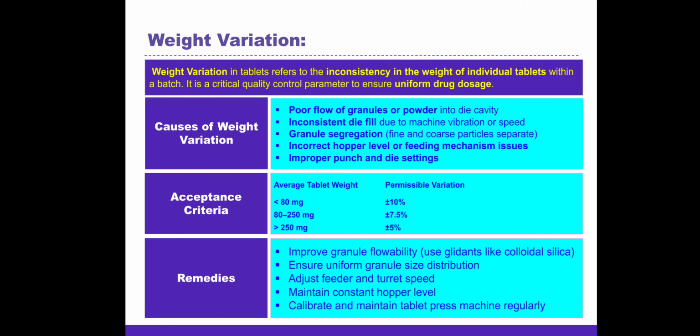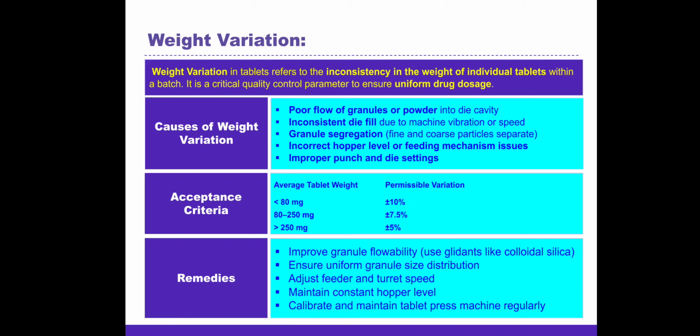Ensure uniform granule size distribution. This particular remedy is related to process control. If we are controlling the process, we will get a uniform granule size distribution. Then adjust feeder and turret speed.